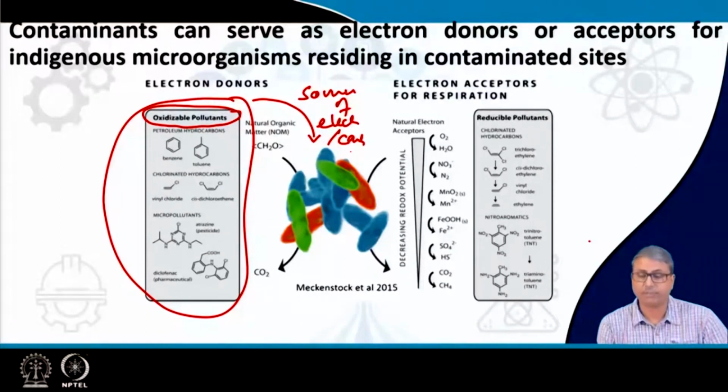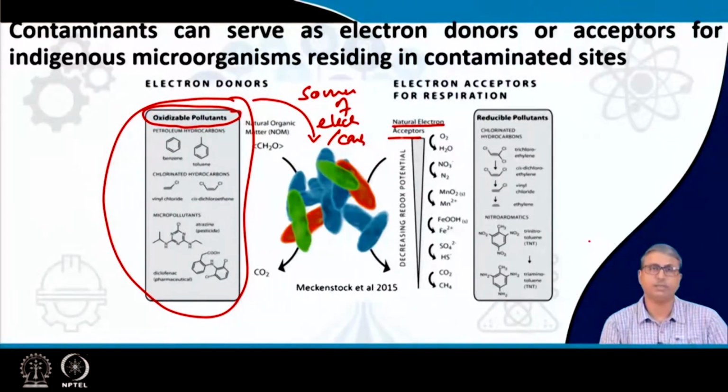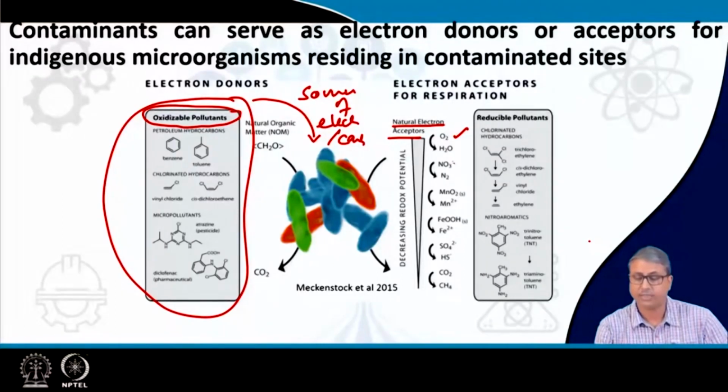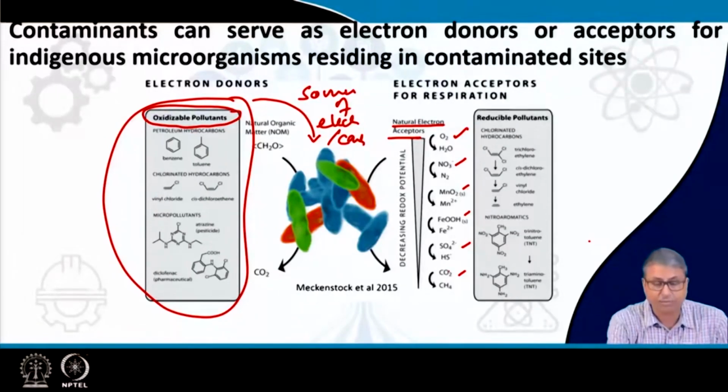So, in that case the microorganism will deploy natural electron acceptors which are available in the environment. For example, in an aerobic environment oxygen will be there. In an anoxic condition, as it goes to the subsurface aquifers and subsurface sediments, we have found that nitrate, followed by manganese or iron oxides or sulphate, and eventually if nothing else is there and it is highly reducing, then carbon dioxide itself will be used as electron acceptor, and the microbes will be able to carry out the degradation.